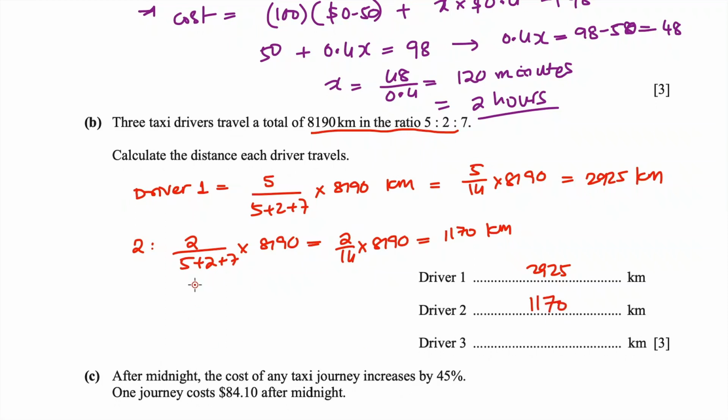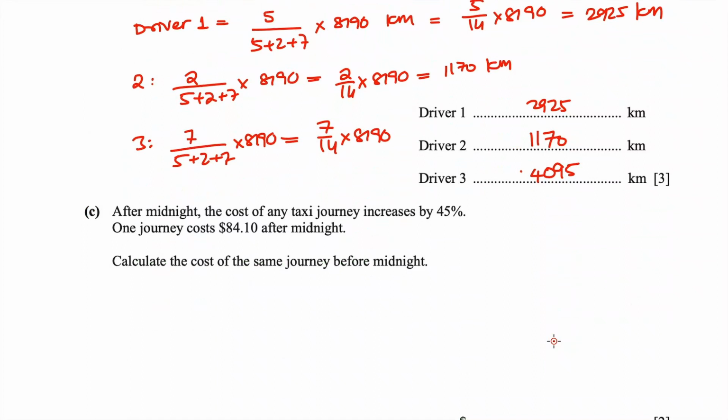And for the third driver, it is 7 by 5 plus 2 plus 7 into 8190, which is 7 by 14 into 8190, and it is exactly half of 8190, which is 4095 kilometers. This will complete this part of the question. Again, straightforward ratio question. If the ratios are A, B, C, then the values would be A by A plus B plus C into the total value.